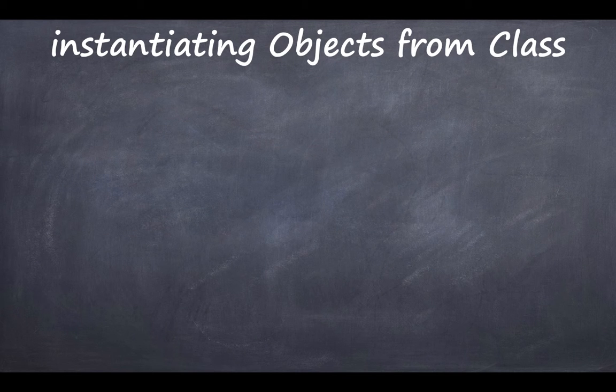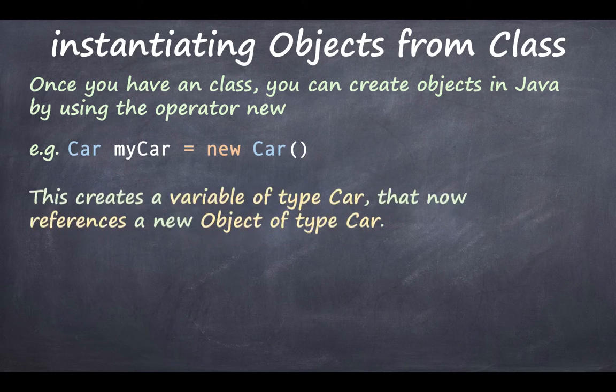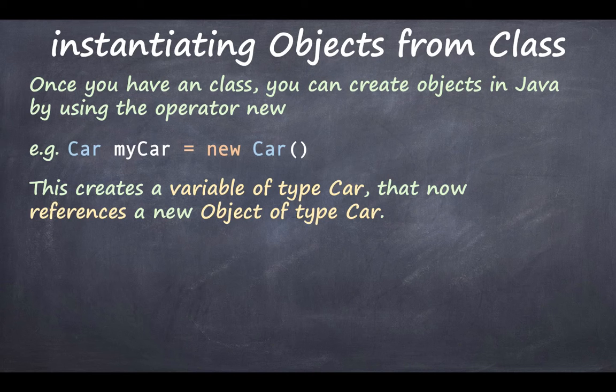Let's move on to how do we create objects once we have a class. So once you have a class, you can create objects in Java by using the new operator. So this is an example. In this case I have a class called Car. So I'm creating an object called myCar by using new Car. And what it does is it creates a new object of type Car and assigns it to this reference myCar. It creates a variable of type Car, and now it references the object of type Car.